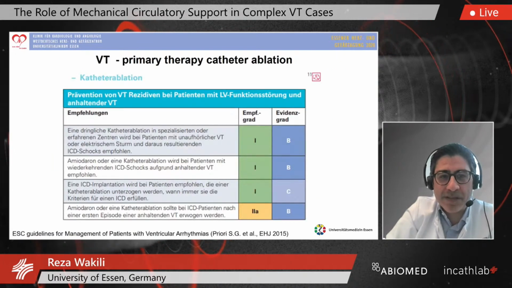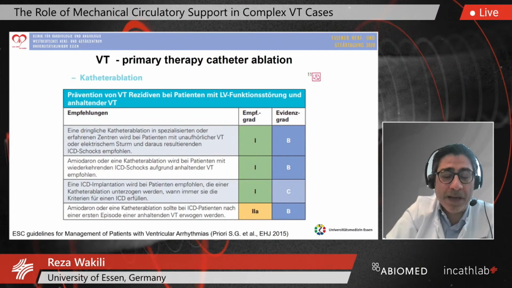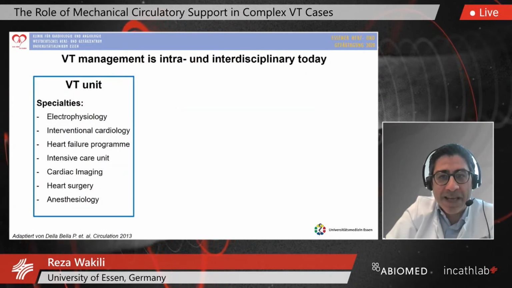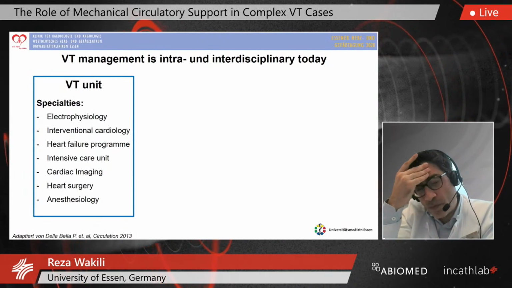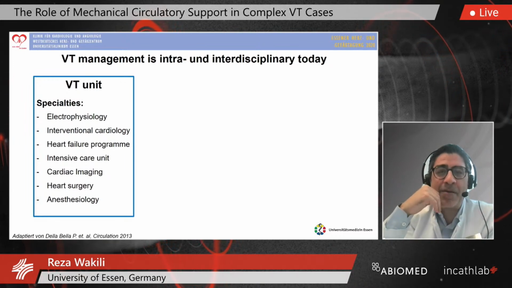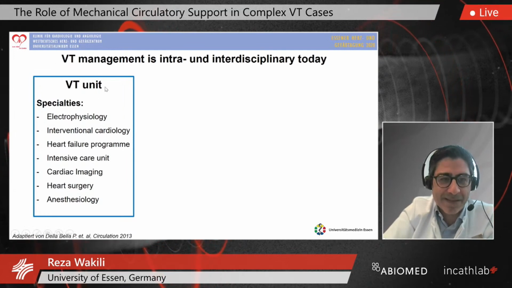This is guideline recommendations. I'm sorry, this is still German, but it comes as a direct translation from the guidelines. If you look for the primary therapy, you will observe that catheter ablation is still the one major hallmark of VT therapy in these patients. But ablation alone might not be enough. That's one thing I just want to mention. Therefore, our management and setup is an intra- but also interdisciplinary approach. If you talk about the VT unit, this is adapted from Paolo Della Bella's vision.